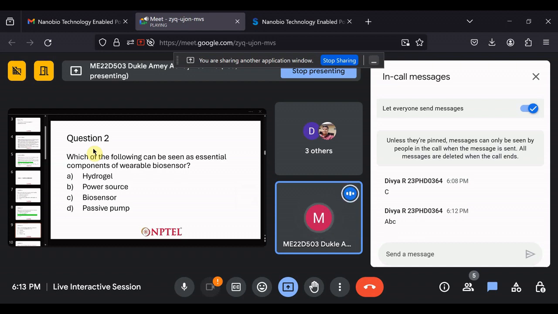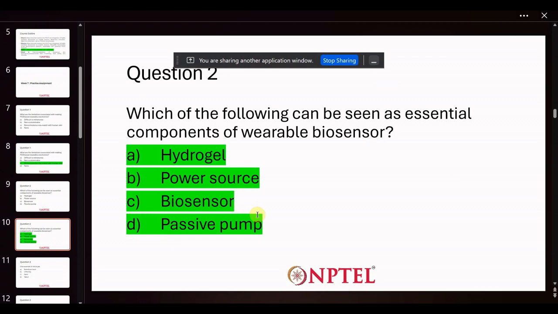Okay, so Divya, you are partially right. The correct answer is basically all of the above. The passive pump is basically a pump which gets the body fluid from the body. The wearable sensor is detecting your saliva, or your interstitial fluids per se. In that case, you need the fluid to come up through capillary action into the sensing zone. Without capillary action, the fluid will not rise up, right? So a passive pump is a very important element.